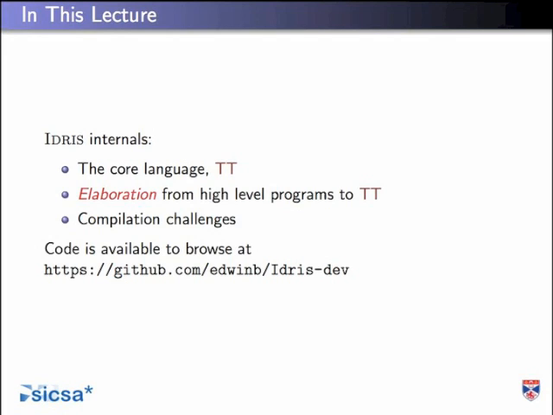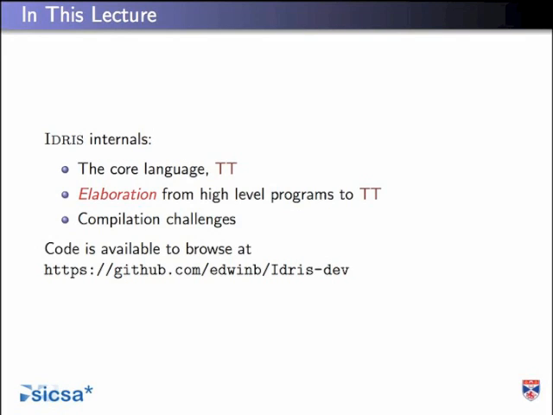So, what I'm going to talk about firstly is a little bit about what the core language of Idris is. I'm not going to give any real formal details. I just want to give you an overview. So you'll get an idea of what internal core programs look like. I'll say a bit about how we take Idris high-level programs and turn them into core language programs. And I'll say a little bit about the challenges involved in compiling dependent types above and beyond the challenges that you have in more conventional functional programming languages.